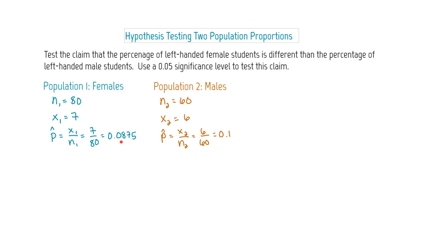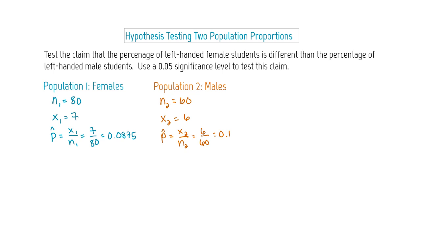So we can see based off of these relatively large samples that these two proportions are not that far off. 0.0875 isn't too far from 0.1, right? This is almost 9% and this is 10%. So based off of this sample, do we really have enough evidence to suggest that the proportion of males and females is different, that they're not equal to each other? Maybe there's more left-handed females or more left-handed males. Do we have enough evidence to support this claim?